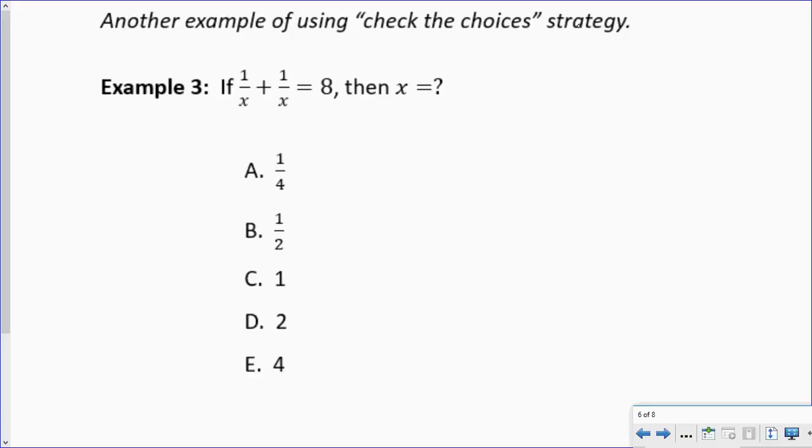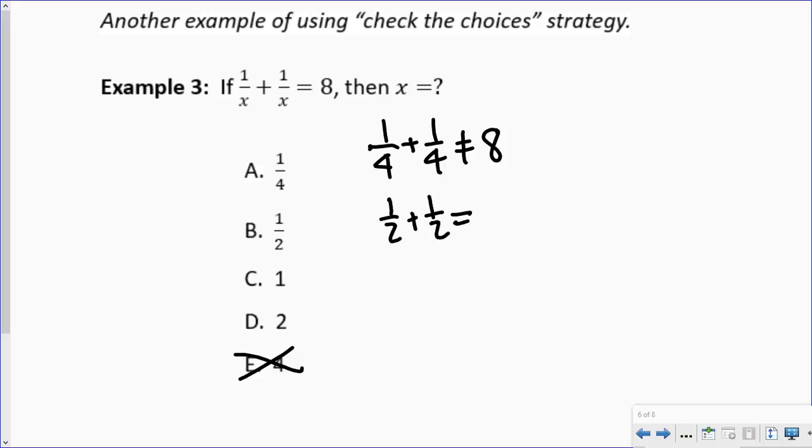Here's another check the choices strategy, where these are possible values of x, and so you could plug them in. If I started with 4, for instance, if I work my way up, I'm plugging in x is 4, I'm checking letter E, 1 over 4 plus 1 over 4, that does not equal 8. So that's why that one is out. If I put in 2, 1/2 plus 1/2, nope, that doesn't equal 8. 1, 1 over 1 plus 1 over 1, so that's 1 plus 1, which is not 8.